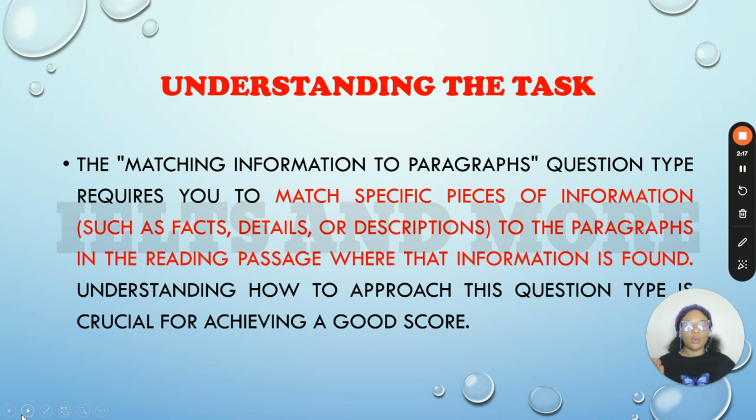So basically, you'll be given a list of information, and then they want you to say that, okay, this particular sentence, this particular information came from paragraph B, while this other one came from paragraph C. So you're matching the information to the paragraph where it can be found. Okay? So that's the task, basically.